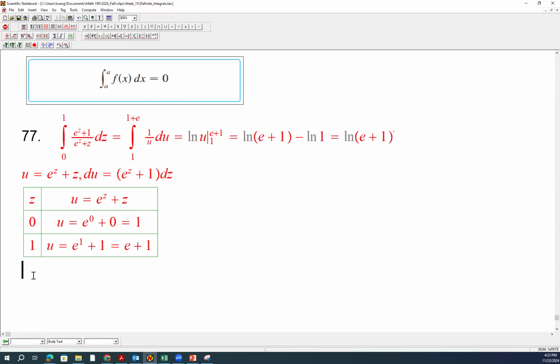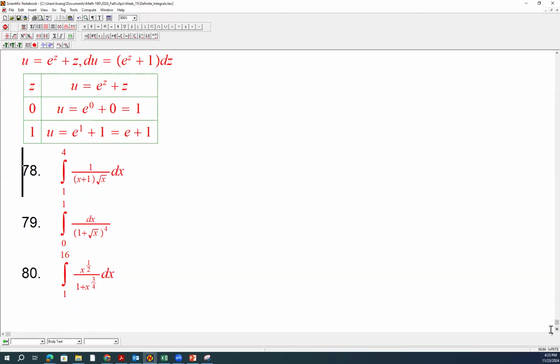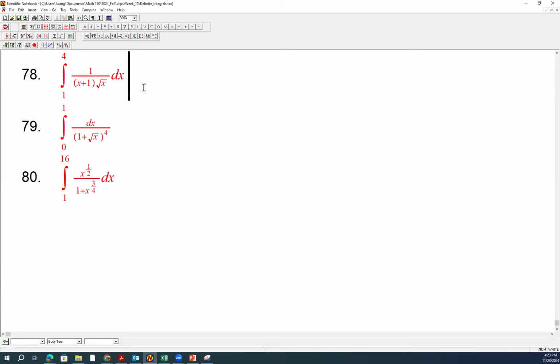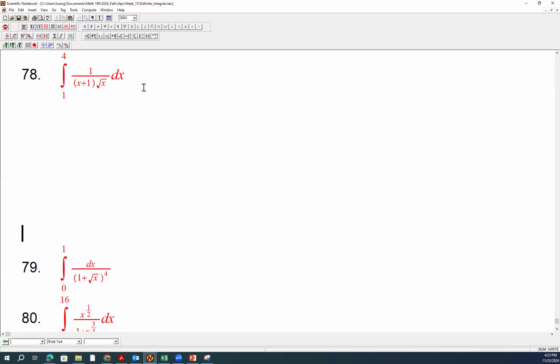So with these couple of questions, you get to use some of these interesting properties. I'm going to use some of these interesting properties. So 3 more to go.